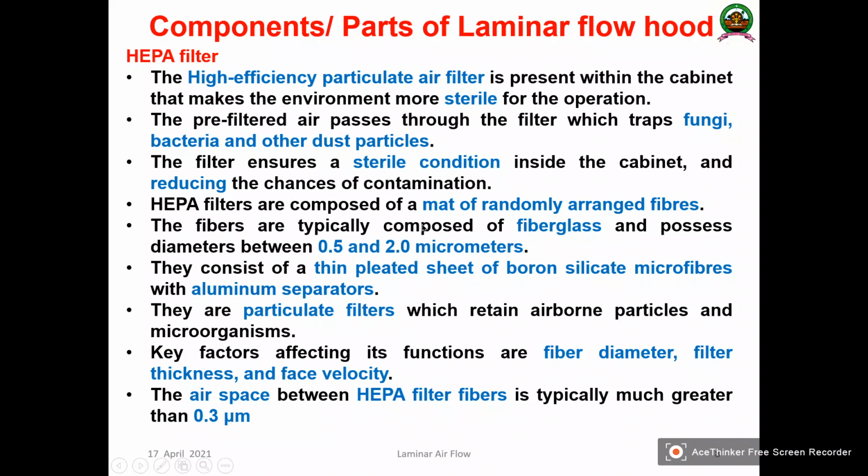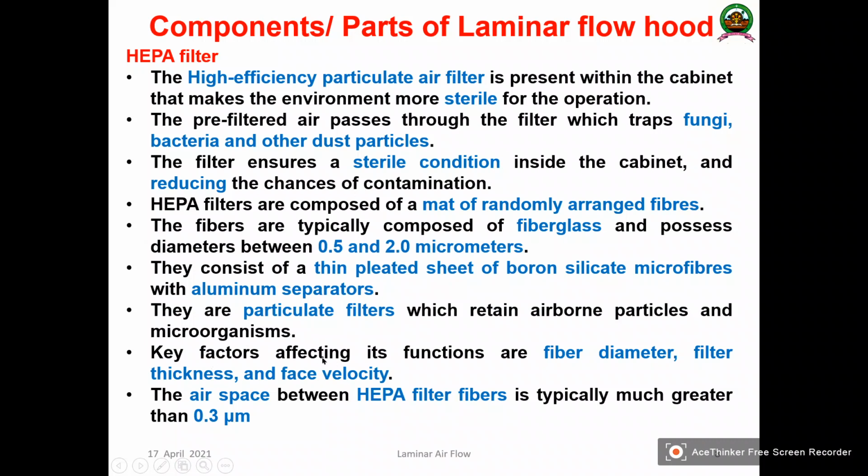HEPA filters are mainly composed of a mat of randomly arranged fibers. These fibers are typically fiberglass with a diameter between 0.5 to 2 micrometers, where microorganisms will be trapped, and they consist of a thin pleated sheet of borosilicate microfibers with aluminium separators. They are particulate filters which retain the airborne particles inside the chamber and remove contamination.